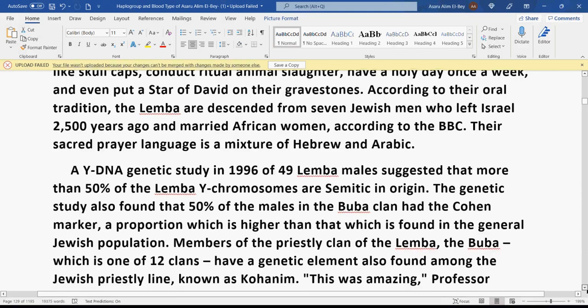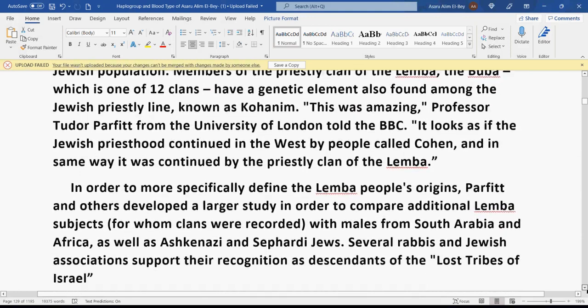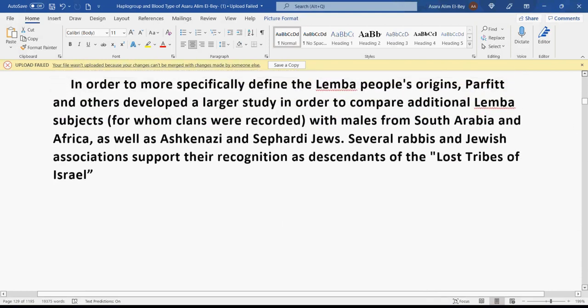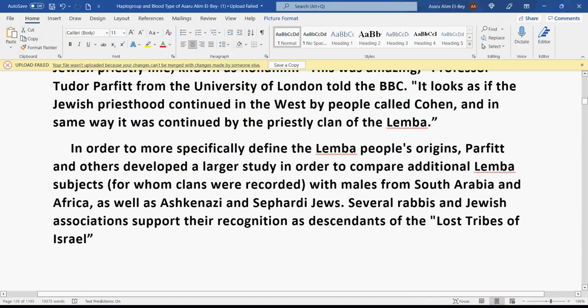All right, let me read that. In order to more specifically define the Lemba people's origin, Perfect and others developed a larger study in order to compare additional Lemba subjects from whom clans were recorded with males from South Arabia and Africa, as well as Ashkenazi and Sephardic Jews. Several rabbis and Jewish associations supported their recognition as descendants of the lost tribe of Israel.